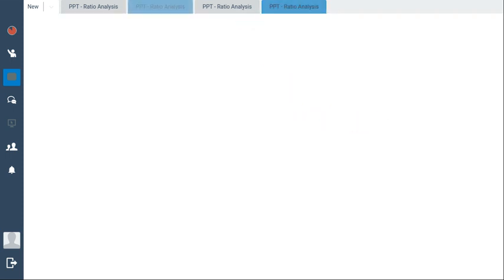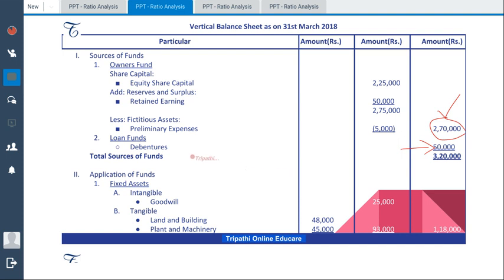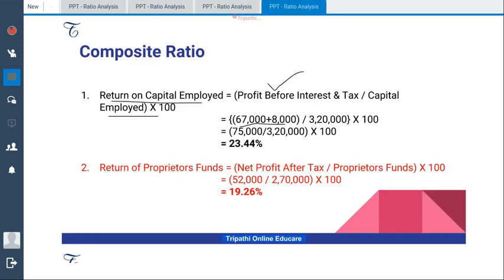Capital employed is nothing but the total sources of fund, or you can say total application of fund, which is 3,20,000. So 67,000 plus 8,000 will give you 75,000 upon 3,20,000, which is capital employed, into 100 will give you return on capital employed, which is 23.44%.